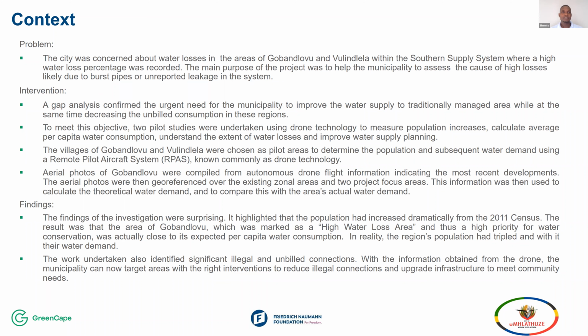So in the problem, the city was concerned about water losses in the rural towns of uMhlathuze and Vulindlela within the escalating supply system, where we recorded a high water loss percentage. The main purpose of this project was to help the municipality assess the cause of high water losses, whether they were likely due to burst pipes or unreported leakage system.